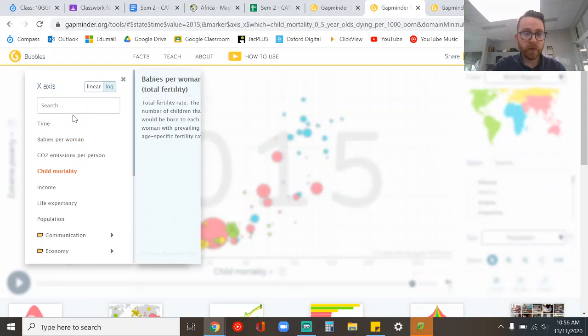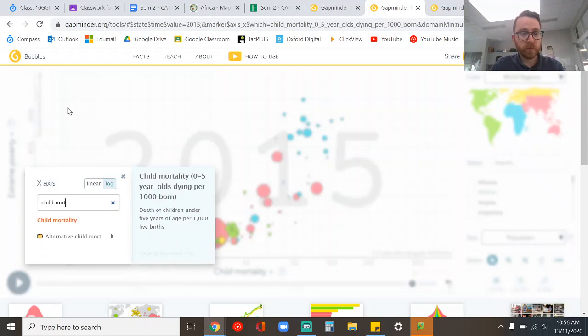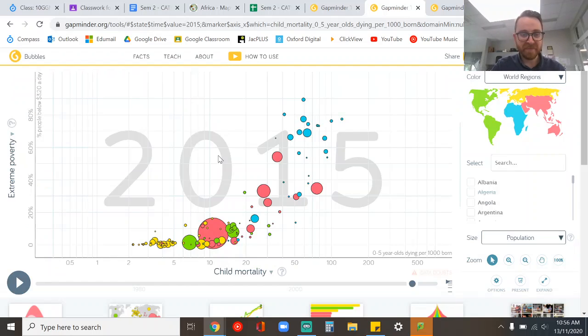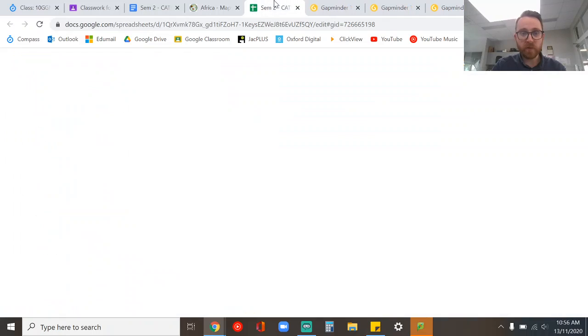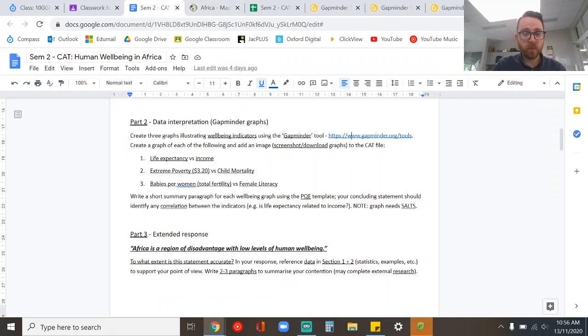Some of them are just written there, or I could literally type in child mortality, if I spelled it right, and it will show up. And then once you've got those 3 graphs, what you need to do is write a PQE paragraph. So write a short summary paragraph for each well-being graph using the PQE template.